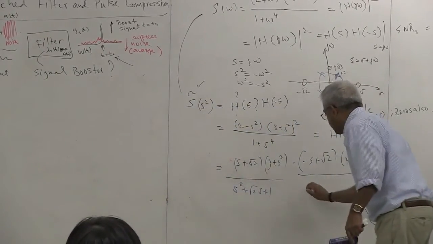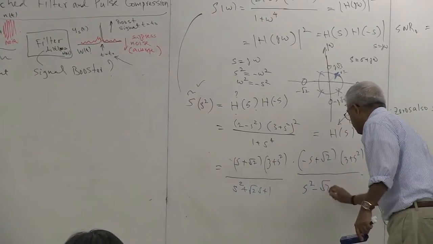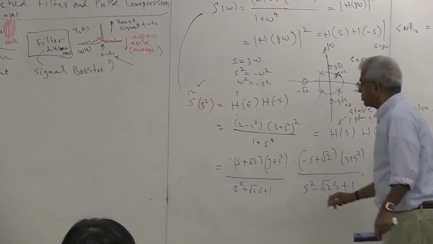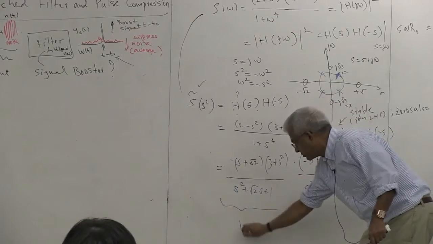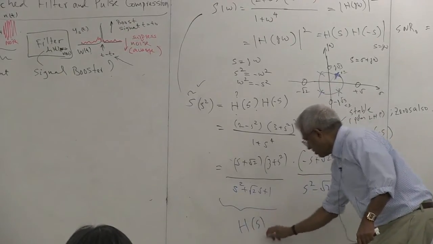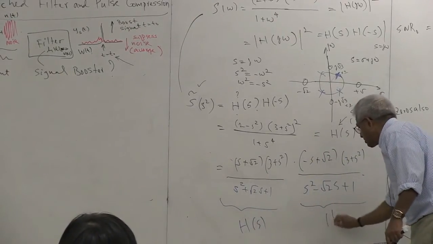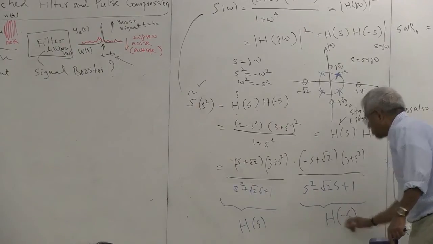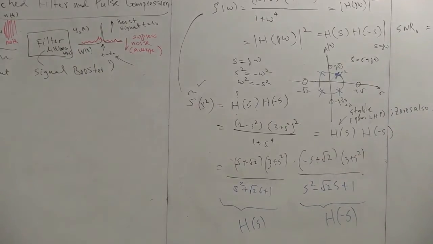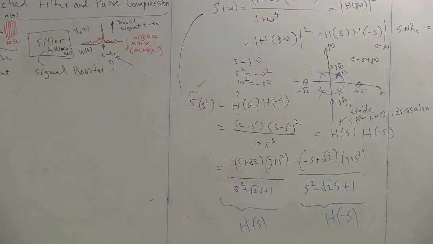And this happens to be, if you do all this, this will turn out to be this. So you see, this must be my h of s. And if you replace s by minus s, this is my h of minus s. So I found the filter. This is called the spectral factorization, okay?